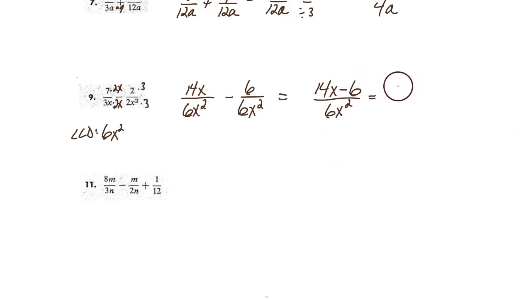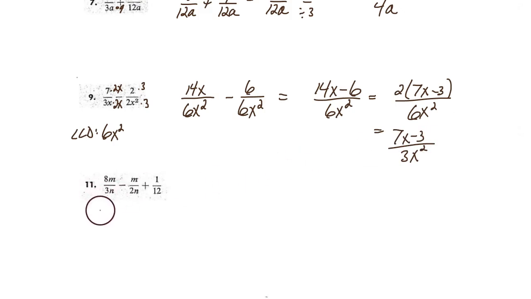Now let's factor the top. 14 and 6 both divide by 2, getting us 2 times 7x minus 3. That's all over 6x squared. Now we can reduce the 2 and the 6. We get 7x minus 3 all over 3x squared.